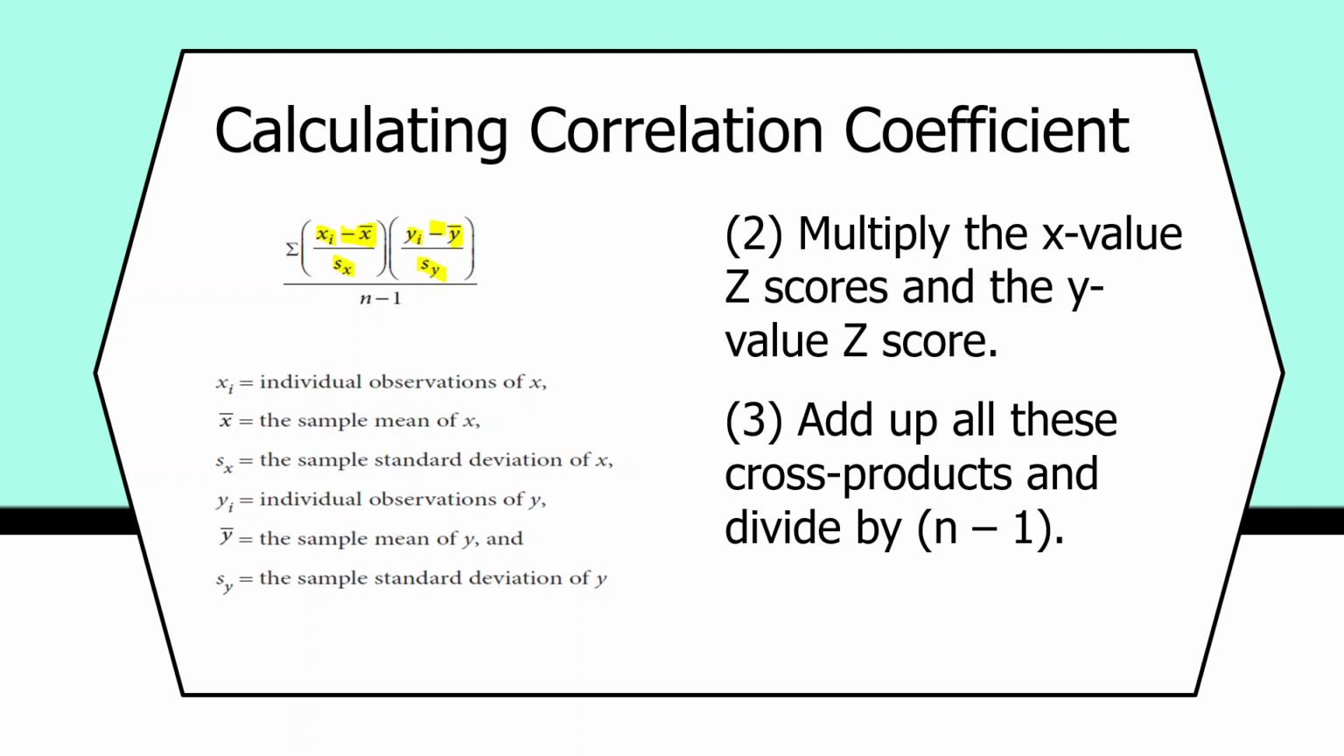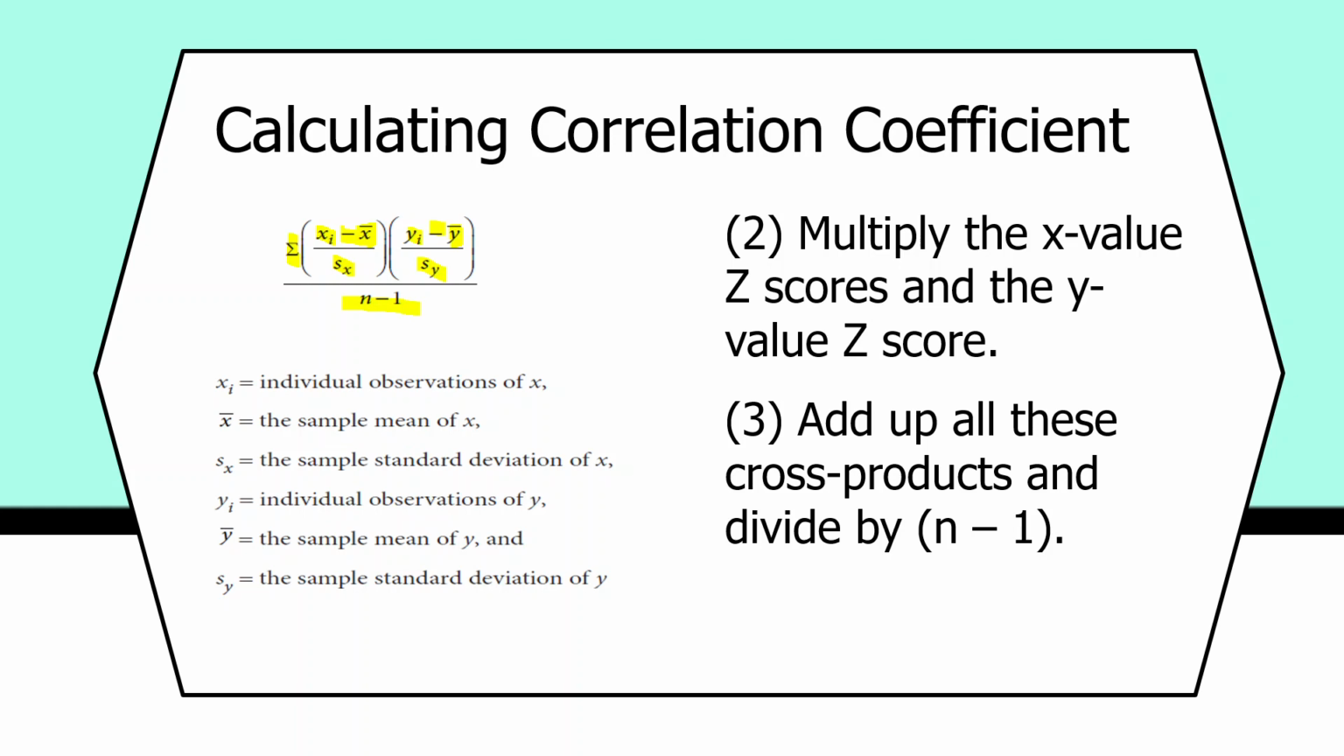So the formula says to do that for each case and to multiply those, get what are called cross products, add all those cross products up, and then derive the average, more specifically, dividing by the number of cases minus 1, n minus 1. And when you do that, you get the correlation coefficient.